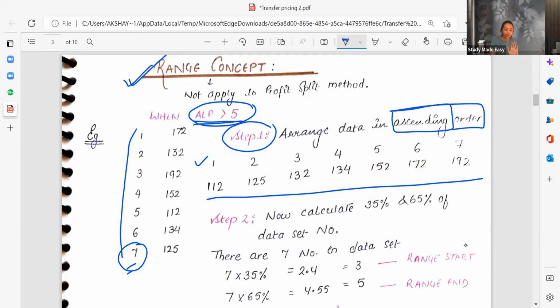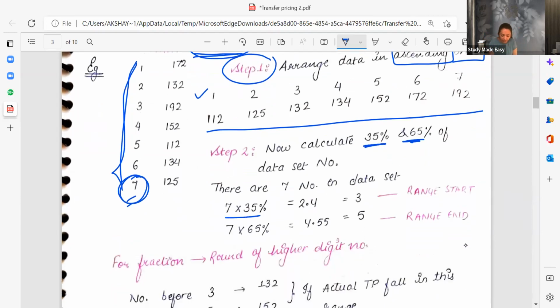So they say we have to maintain a range. Now the range would start from something and end on something. So count the numbers, it is 7. They say directly calculate 35% of 7 and 65% of 7. 35% of 7 comes to 2.4, and 65% of 7 comes to 4.55. This is a fraction, so they are saying round it off to the higher level. Always round off to the higher level. So it is now 3 and 5.